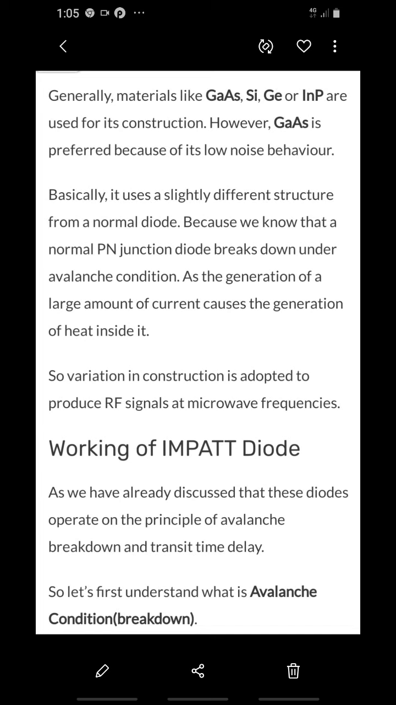Generally materials like gallium arsenide, silicon, germanium, and indium phosphide are used for its construction. Gallium arsenide is preferred because of its low noise behavior.